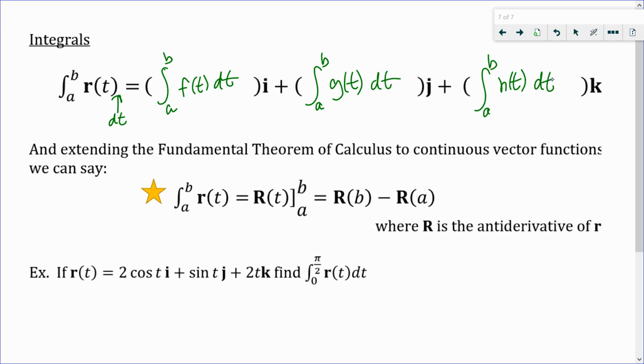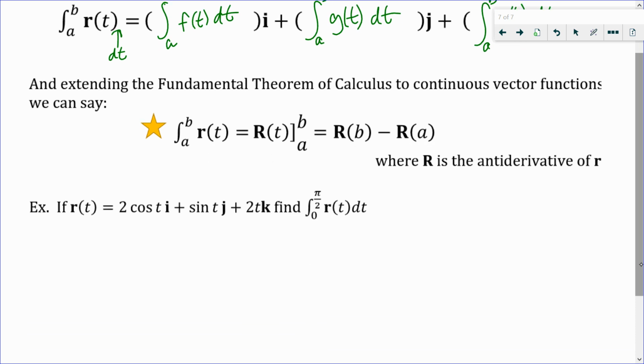Okay, so it's just like doing 3 problems in one. And if somebody puts numbers there, with the fundamental theorem of calculus, you're plugging in the top number first minus the bottom number, right? Okay, so let's do one down here.